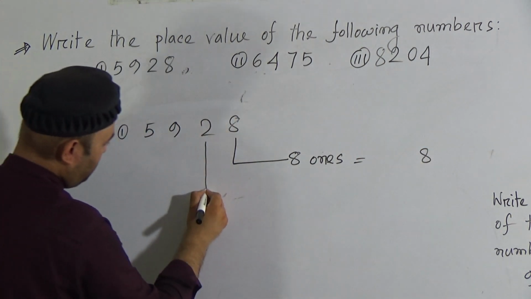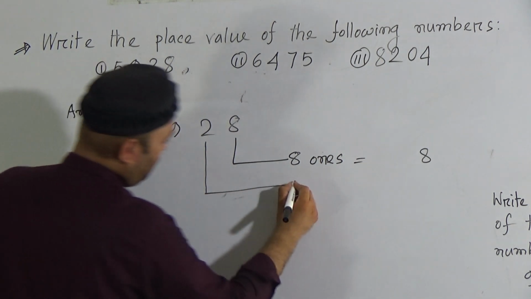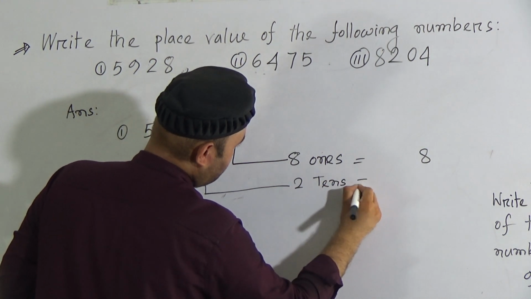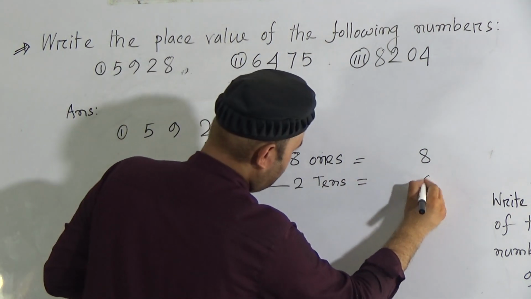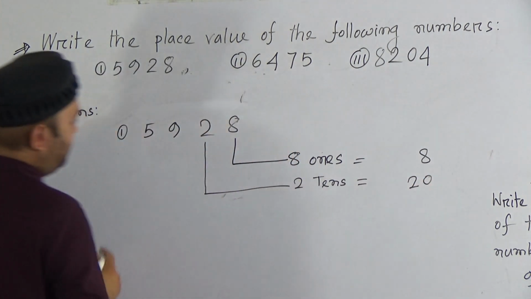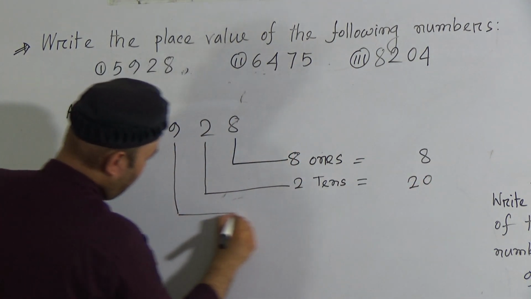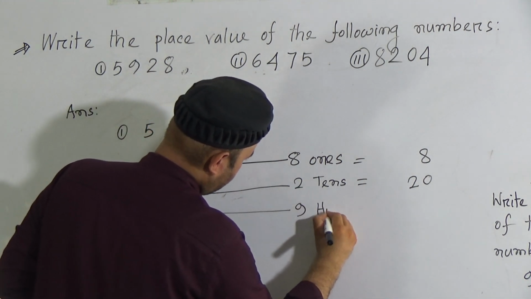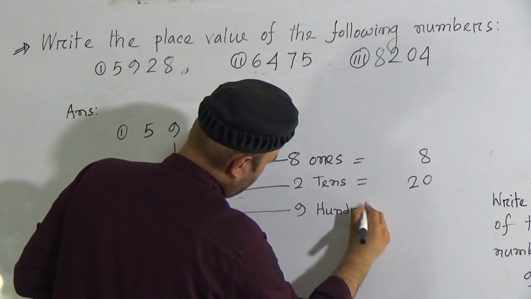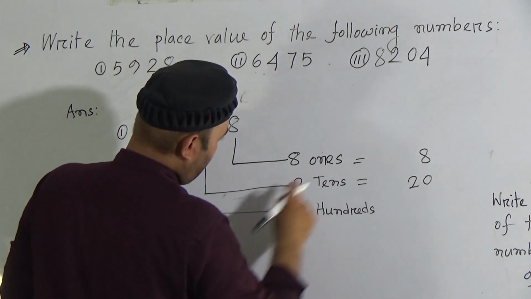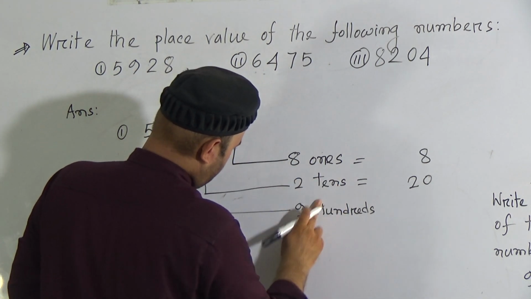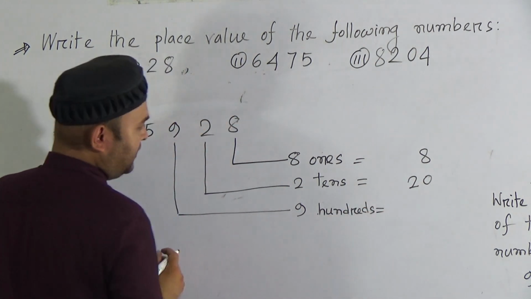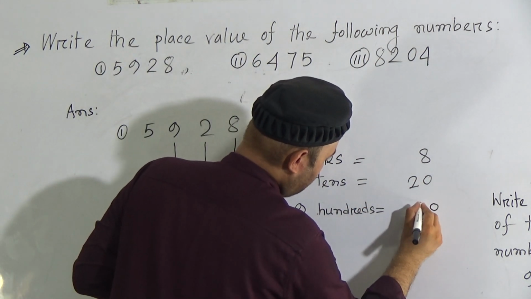Here is 2. 2 is in tens place. So here is 2 tens. 2 tens equal 20. Now here is 9. 9 in hundred place. So 900. You can also use here a small letter. 900s, that means 900.